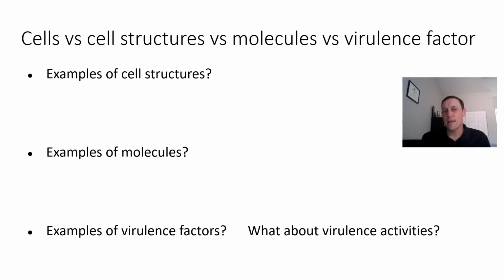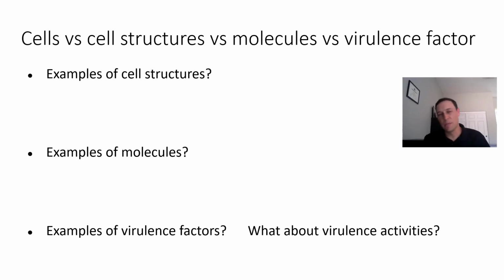Okay, so bringing that back, examples of cell structures. Last lecture, we talked about a variety of different cell structures. Examples of molecules would be things like the nucleic acids and proteins that we've talked about so far. We'll talk about some other molecules as well, but keep in mind that it's molecules that go together to build cell structures, and in either case, you can be talking about a virulence factor if it's something that is helping a microbe to cause disease.